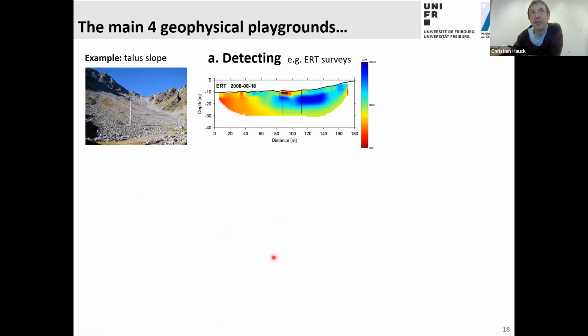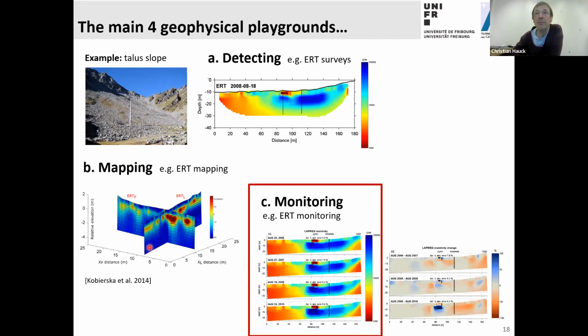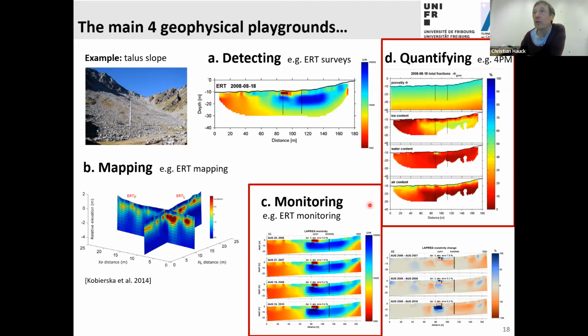As I've said, geophysics is very good at detecting something in a tomogram, an anomaly like this. This would be an ice anomaly in this talus slope. So in between, we have an ice core, which is at 5 meter depth, about 10 meter thick. We can map that in 3D, of course. We can monitor it, as I've shown you. We can just see whether this ice core is changing over time. And we can try to quantify it.